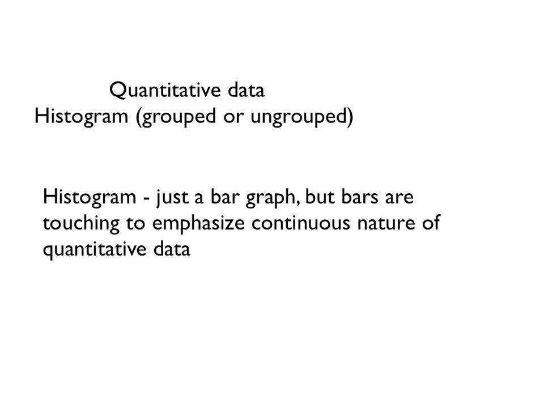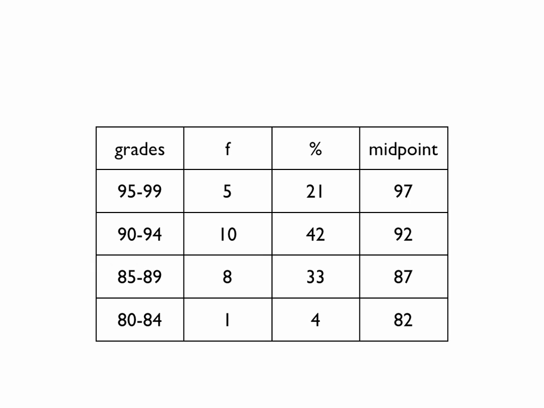I'm going to show you some class grades. So imagine these are final grades. This class will be doing quite well. So we have the grades, the frequency, the relative frequency, as well as the midpoint of this grouped data. This is grouped data, remember, 95 to 99, 90 to 94. We've gotten the midpoint by just taking the average, the middle point of these ranges.